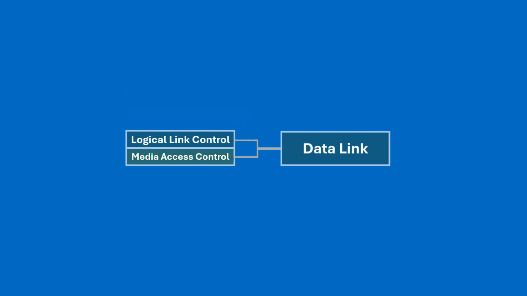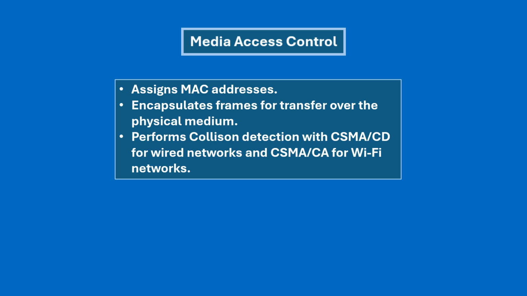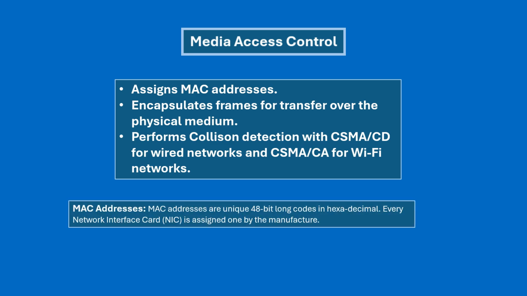Next we have the media access control. The responsibilities of the media access control layer are assigning MAC addresses, encapsulating frames, and performing collision detection. A MAC address is a unique 48-bit long code represented in hexadecimal. Every network interface card is assigned one by the manufacturer.